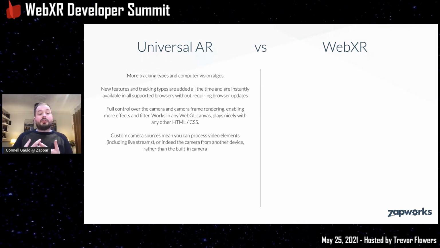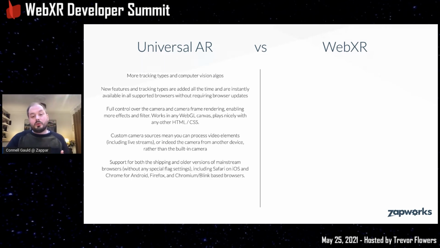We support multiple different camera sources. So what that means is you can process video elements such as live streams and perform the AR calculations on those, or indeed you can process the camera stream from another device if you wish, rather than just using the built-in camera on the device.